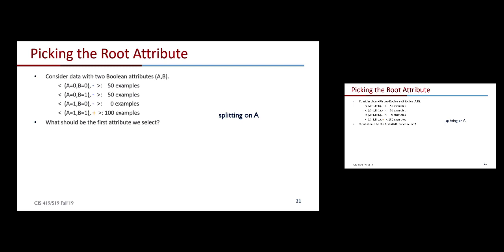If we split on A, we get this kind of tree. Very small tree, the smallest possible tree. If A is 1, it's a positive example. If A is 0, it's a negative example. If we split on B, on the other hand, it's more complicated, right? So if you split on B, it's good. You know that it's a negative example if it's 0. But if it's 1, then you have to ask another question. You also have to check what's the value of A. And that's why you preferred A.